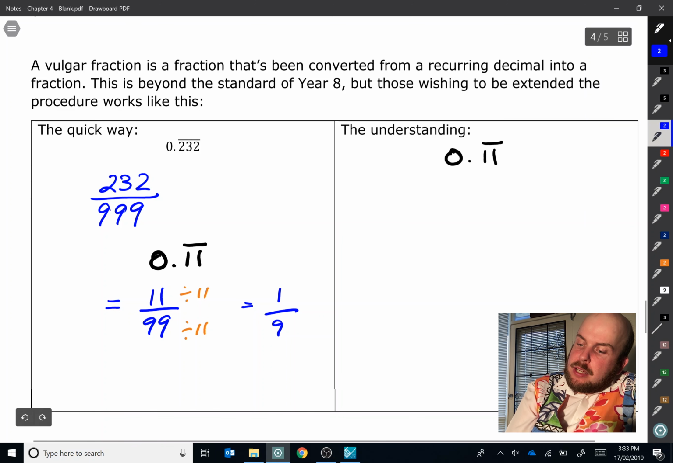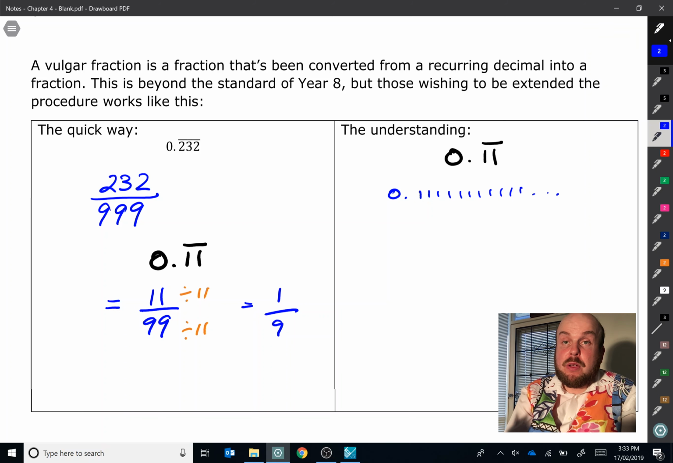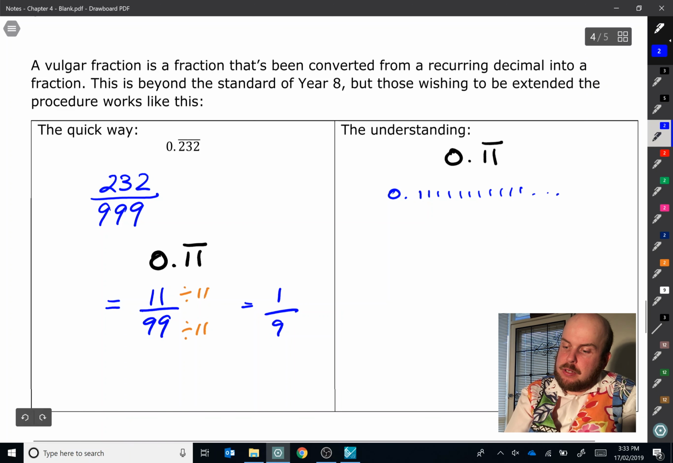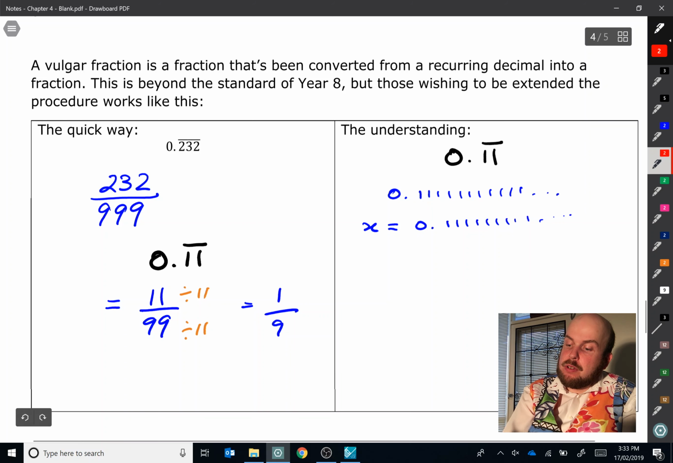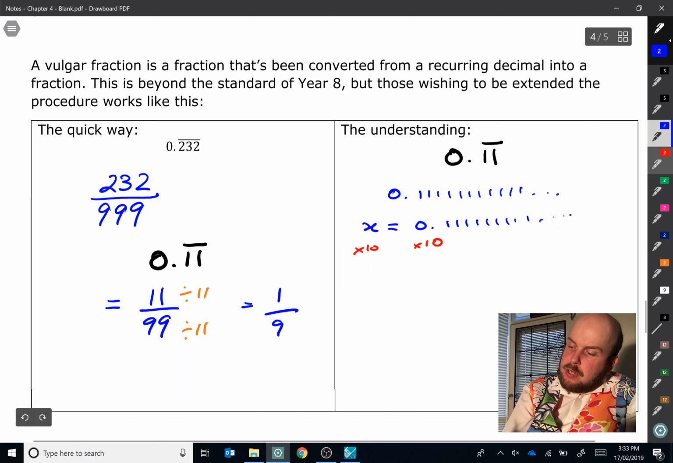So imagine that 0.11 recurring is the same as saying 0.111111 on and on like that. Now I'm going to label that as some variable, x, and that is 0.111111 on and on. And I'm going to times both sides by 10. You might be wondering why on earth I'm doing that. So I've got 10x is equal to 1.111111.